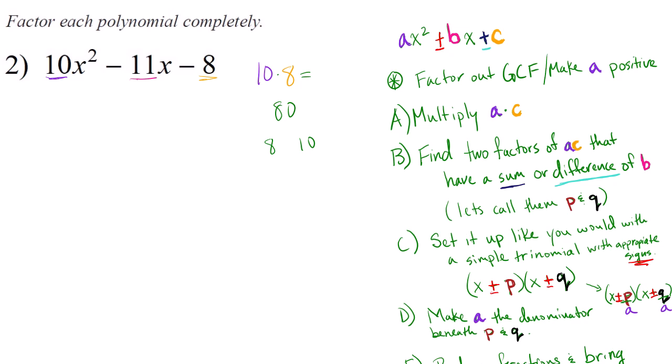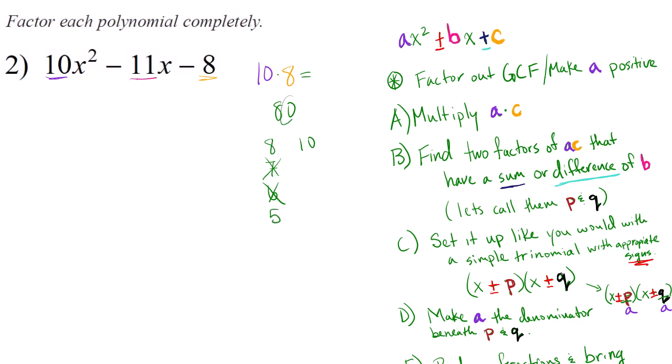If I subtract 10 minus 8, because remember we need to subtract, I get 2. So I need a bigger number. Whenever you want a bigger number, you want to go further apart. So instead of checking 9 and going up, I want to go down to 7. Does 7 go into 80? 80 divided by 7 is a decimal, so that doesn't work. 6. 80 divided by 6 is a decimal, so that doesn't work.